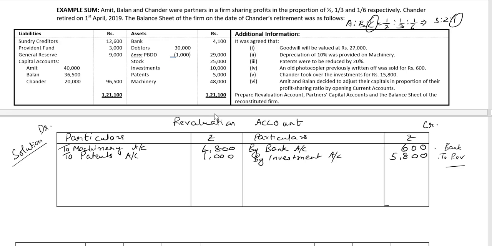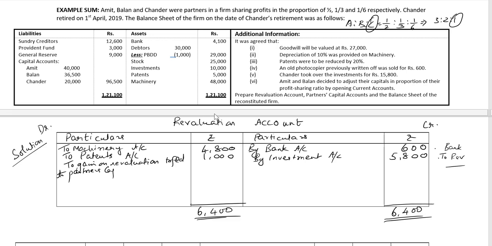All the entries are done. We'll balance the revaluation account. Greater total on the credit side, 6,400 rupees. There's a gain on revaluation. To gain on revaluation, transferred to partners' capital accounts.